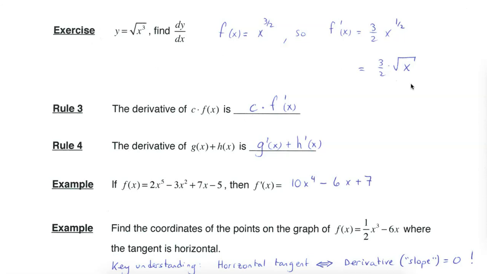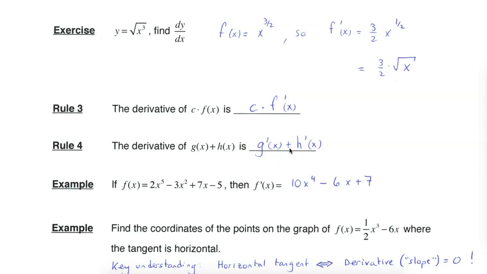The derivative of c times f of x is c times f prime of x. The derivative of g of x plus h of x is g prime of x plus h prime of x. These two rules together tell us that the derivative is quite well behaved. If we have a multiple in front, it's still easy to find the derivative. And if you have two functions that are added, you can just take each one of them and take the derivative separately and then add the derivatives together.